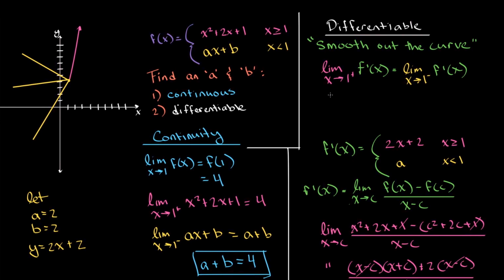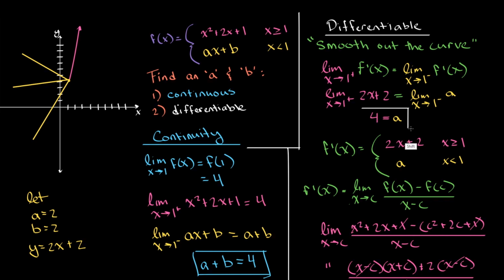So we have the limit as x goes to 1 from the positive side, and we're going to be looking at 2x plus 2 now, and this is going to be equal to the limit as x goes to 1 from the negative side of a. Evaluating these limits, as x goes to 1 from the positive side, that's 4, and that's going to be equal to a. So that is our differentiability condition.